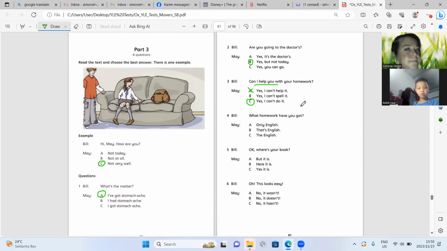What homework have you got? The English. A, B, or C? C. Try again. Only English. Yes, A. Okay, where's your book? Where is your book? Here it is. Oh, this looks easy. No, it doesn't. Good job. Well done.